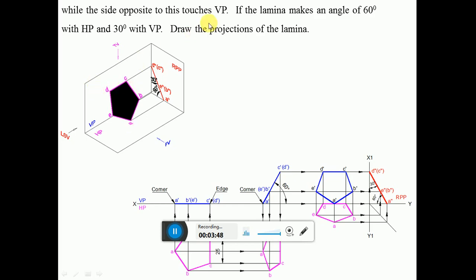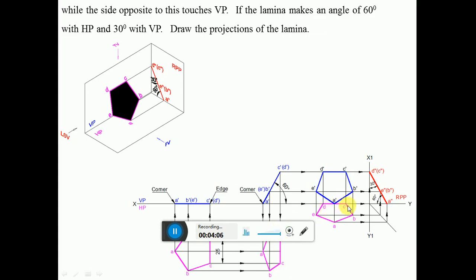The CD touches VP. Now the CD touches VP here. In case you can see here, the CD which is perpendicular to VP is touching VP. And reconstruct this pentagon by constructing this. How? You measure the length from C to D.